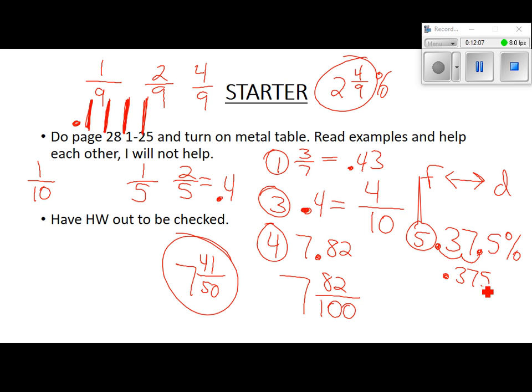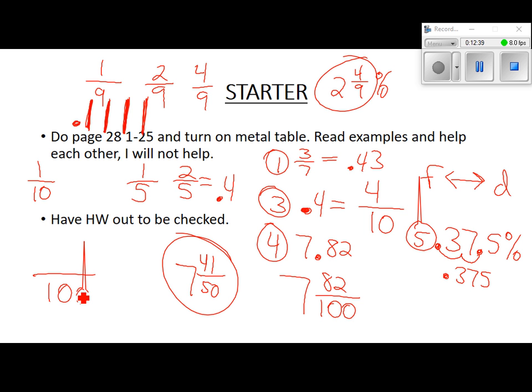Why do you have... Because a percentage is always out of what? If we were going to make this a fraction, it's out of 100. When you're dividing by 100, how many places is the decimal moving? 2. If you were dividing by 10, the decimal would be moving 1 place. However many zeros there are, that's how many place values or how many places you're moving.